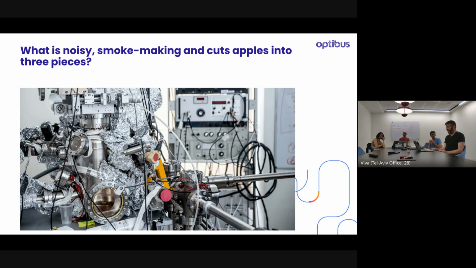We got a combined route of hundreds of stops, and it reminds me of this joke. What is noisy, smoke making, and cuts apples into 3 pieces? It's a Soviet machine that cuts an apple into quarters.